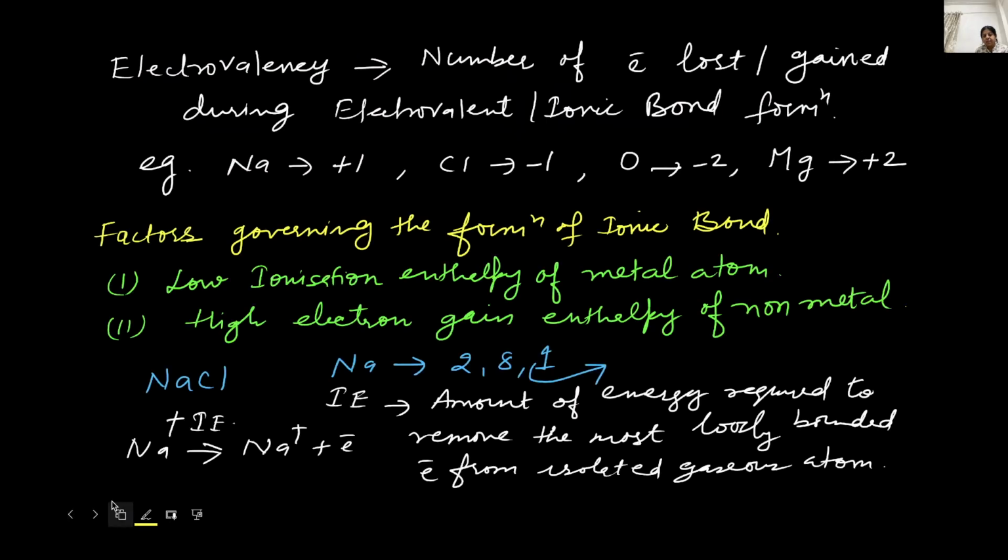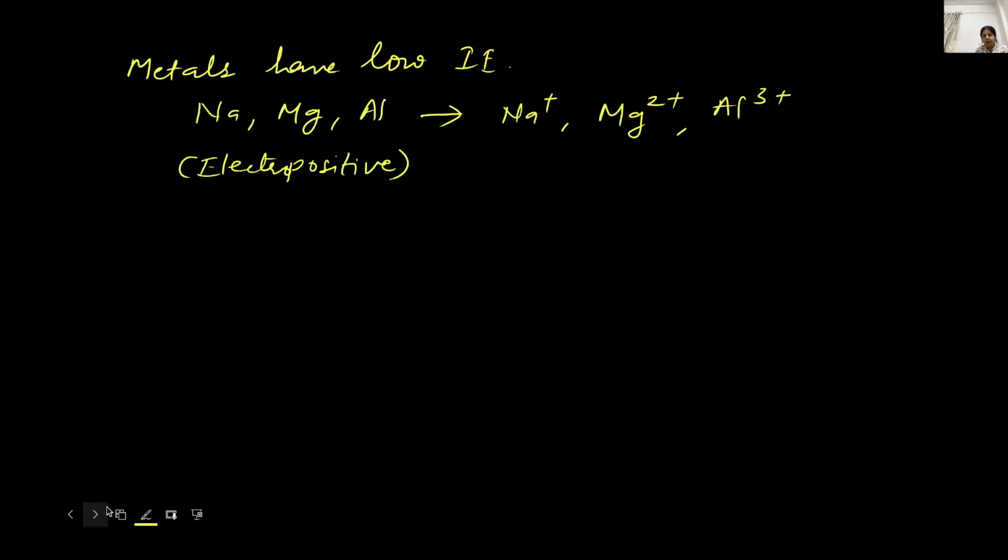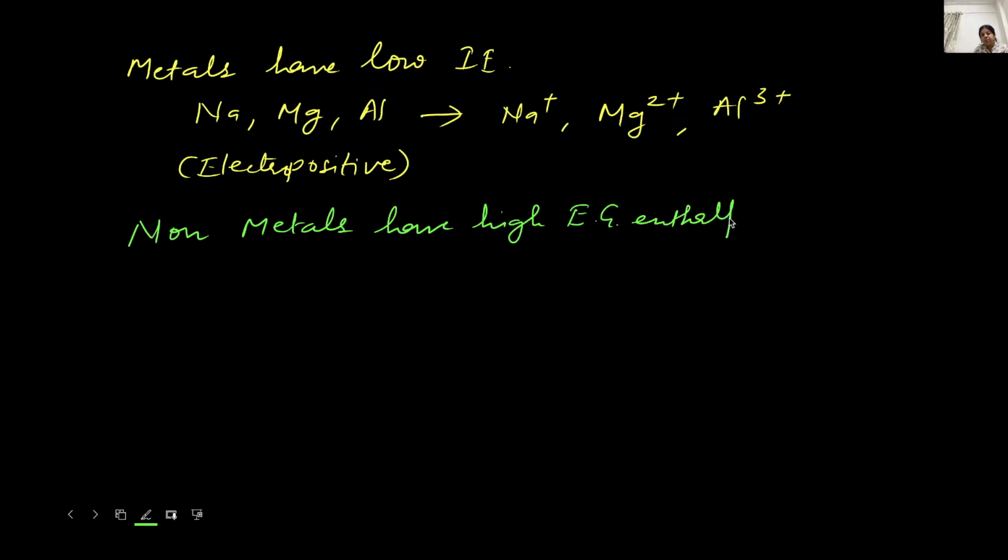Similarly, students, can you see here what we have written? The second condition is high electron gain enthalpy of non-metal. Non-metals must have high electron gain enthalpy. Non-metals should have high electron gain enthalpy. Okay. So what does this mean, students? Non-metals have high electron gain enthalpy. Okay.